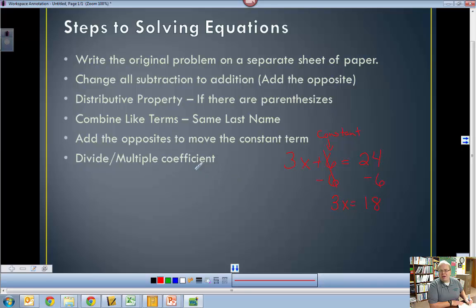Now I'm going to multiply or divide by my coefficient. Here I'm going to divide, because this means 3 times x. Remember, multiplication is magical. I don't always have to show it. And to move it, I have to do the opposite when we're moving things across the equal sign. The opposite of multiplying is dividing, so I'm going to divide by 3 on both sides. When I do that, I get x equals 6.